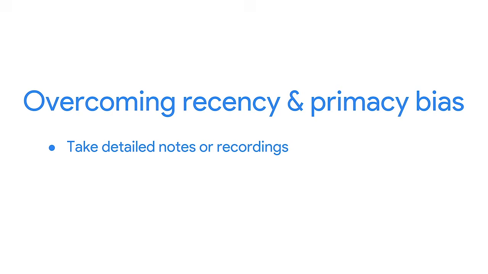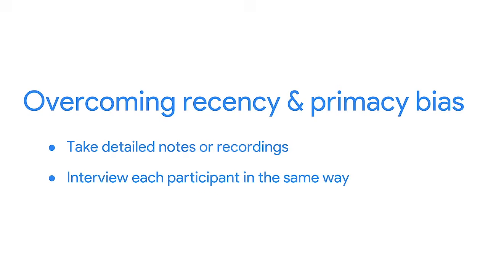Recency and primacy biases also demonstrate why you should interview each participant in the same way. Consistency makes it easier to compare and contrast over time. And consistency makes it more likely that you'll remember the unusual and important moments that happen throughout your research.